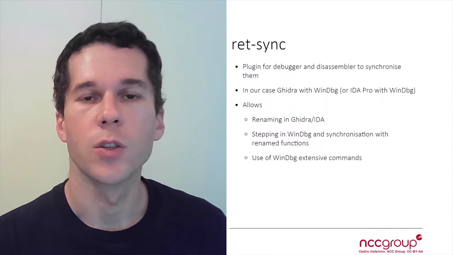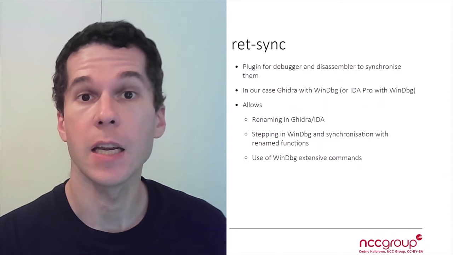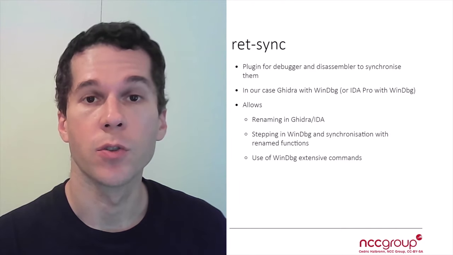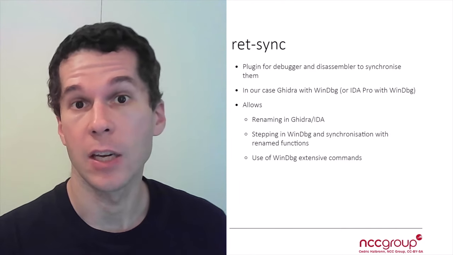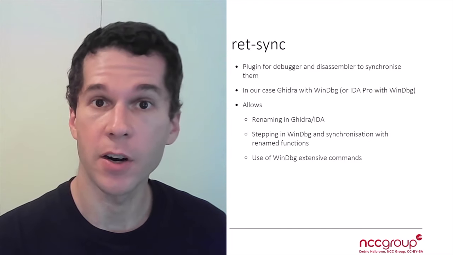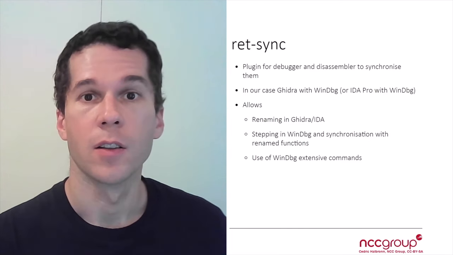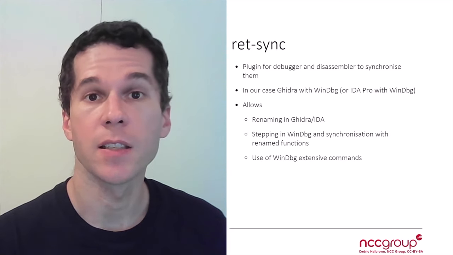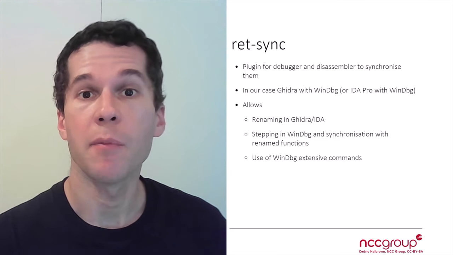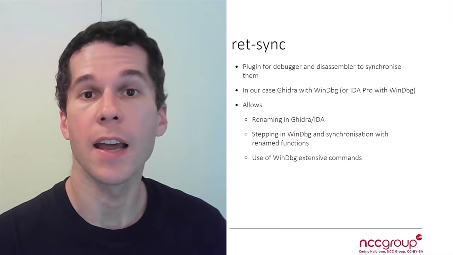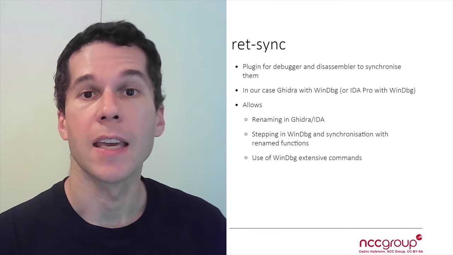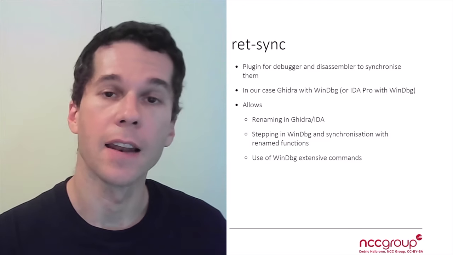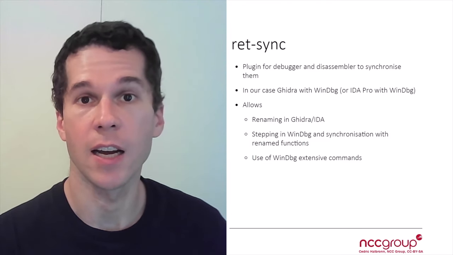The goal here is to install the RetSync plugin. The whole idea of the RetSync plugin is to be able to use both a disassembler and a decompiler, as well as a debugger, and synchronize them all together. So you're going to be able to use the power of WinDbg, all the commands, and at the same time, you'll be able to rename functions in Ghidra or IDA, rename the variables, make it very nice to read, and still use both the disassembler and WinDbg at the same time and synchronize them together.